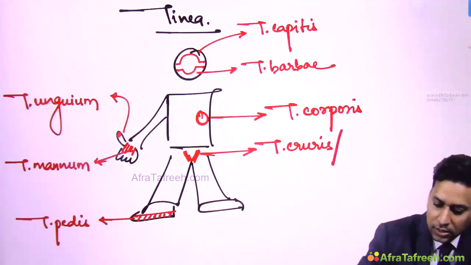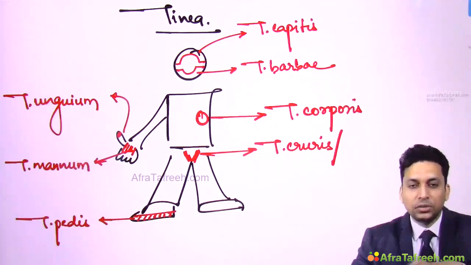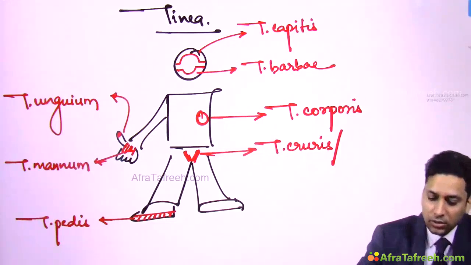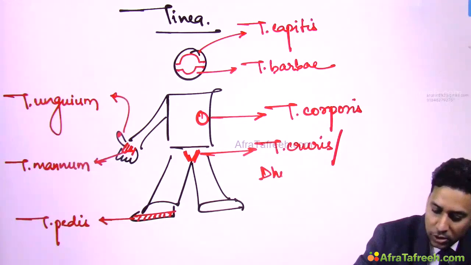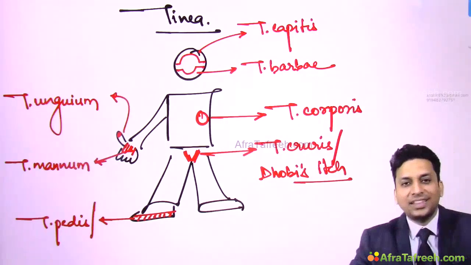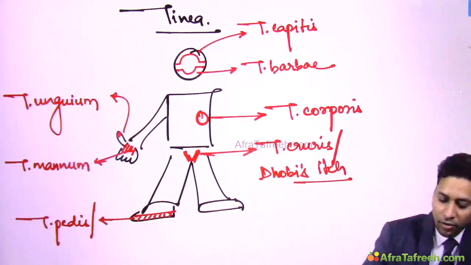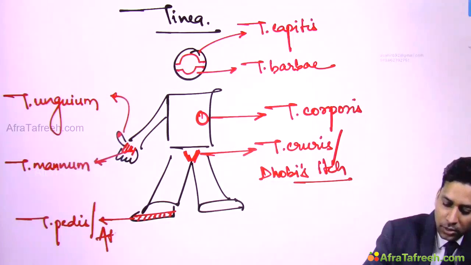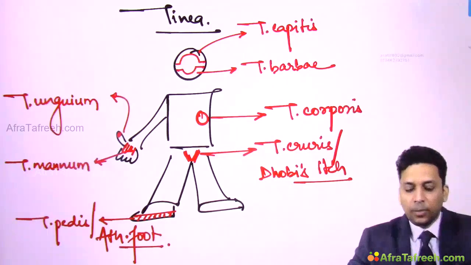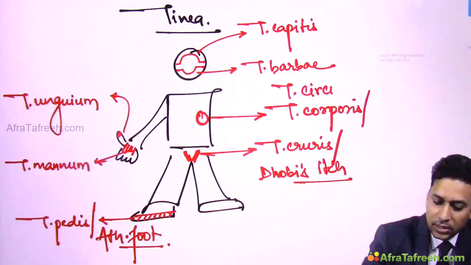Now tinea cruris is common in dhobis, washers, because they sit and wash their clothes and their groin area becomes wet. So this is also known as dhobi's itch. Then tinea pedis is very common in athletes because they keep on wearing their shoes for many hours in a day and they develop tinea of foot. So this is known as athlete's foot. Then tinea corporis is also known as tinea circinata.